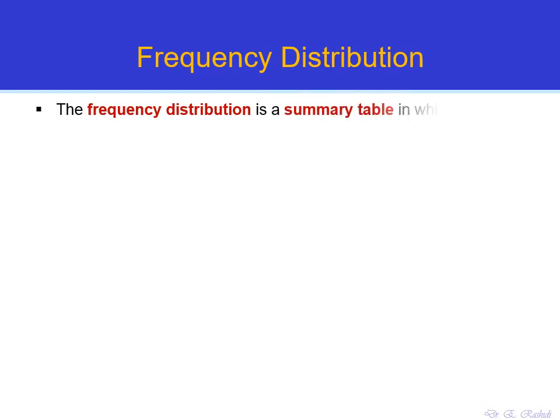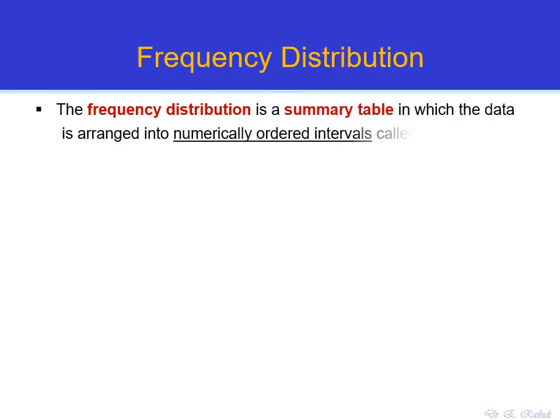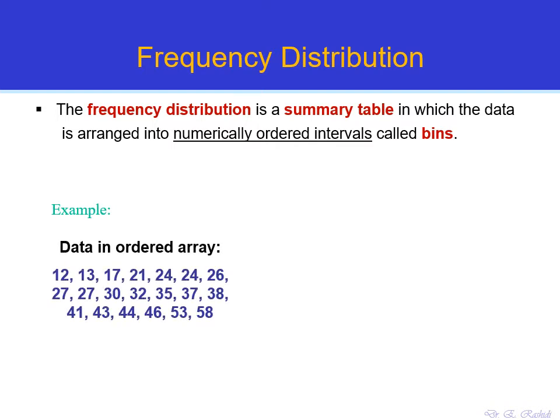A frequency distribution table is a summary table in which we organize the data into numerically ordered intervals, and then we keep track of the frequency of each interval. Let's see an example. Suppose we have this set of data. The data are 12, 13, 17. As you see here, they are ordered in ascending order. So let's build a frequency distribution table for this.